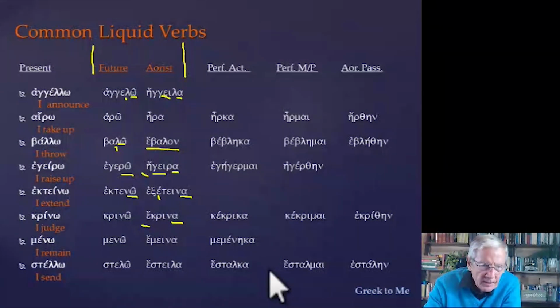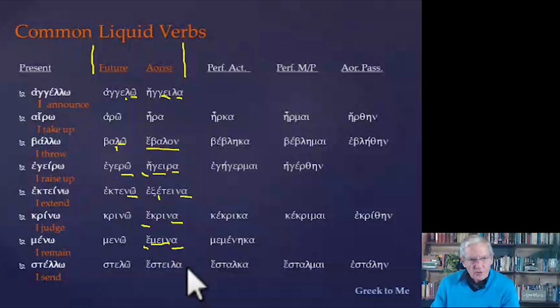Meno, I remain or continue or abide. Look in the future. Meno. We're just left with the omega with a circumflex accent. And then in the first aorist, here we have an epsilon, a little bit of an internal change there, and then we're left with our alpha ending. So that's a first aorist, active, indicative, first singular.